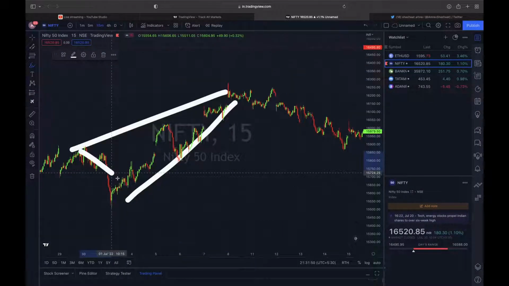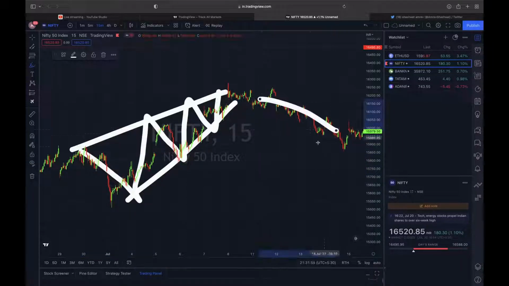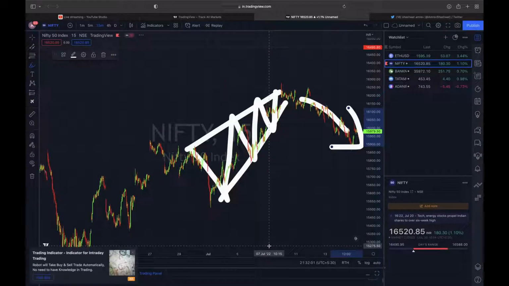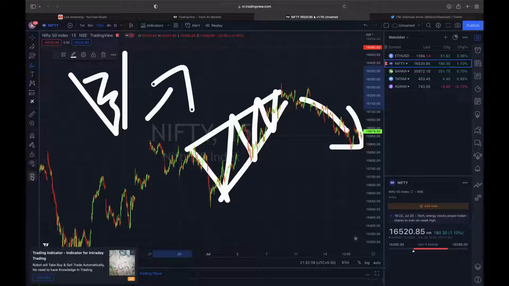It is a rising wedge, narrow, and then what happens? Price goes down. So always a rising wedge will put your price down, and a falling wedge like this will make your stock go up. Sorted, everyone?